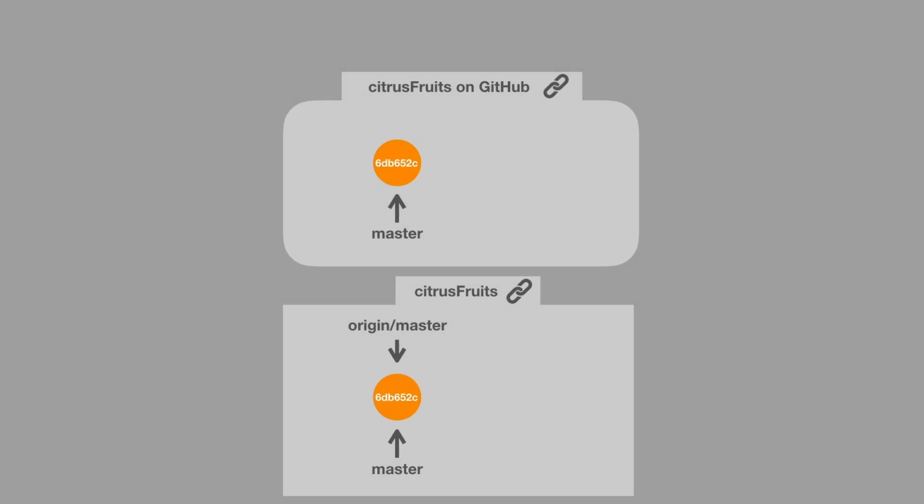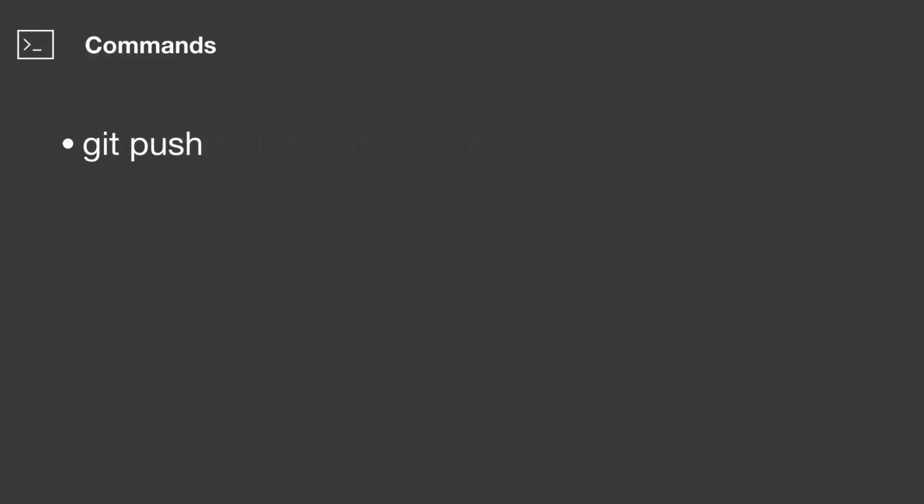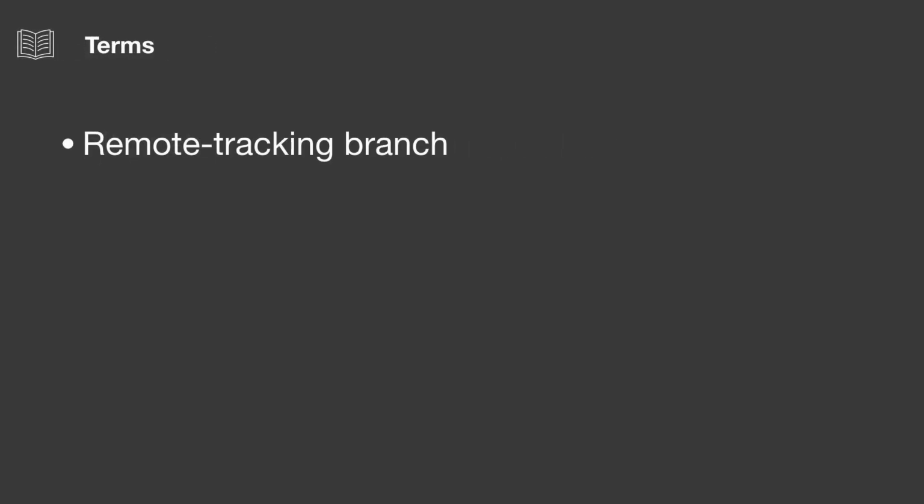So that was it for this lesson. Let's quickly overview. In this lesson, we covered how to push to a remote repository. We used the git push command, and we introduced the term remote tracking branch. That was it for this lesson. See you at the next one.